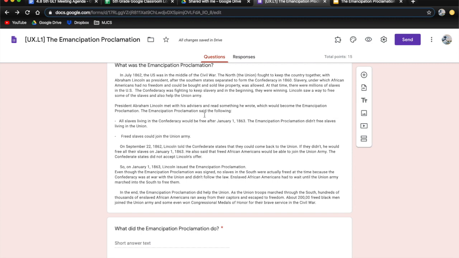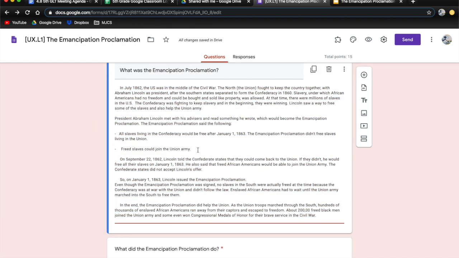So we're looking at those first 2 paragraphs, and then here I found it. In the second paragraph, I'll highlight it in just a second. Let's see, if I click here, yeah, there we go. So President Abraham Lincoln met with his advisors. All slaves living in the Confederacy would be free after January 1st. So the Emancipation Proclamation was in order to free the slaves from the Confederacy after January 1st, and that freed slaves could join the Union Army.